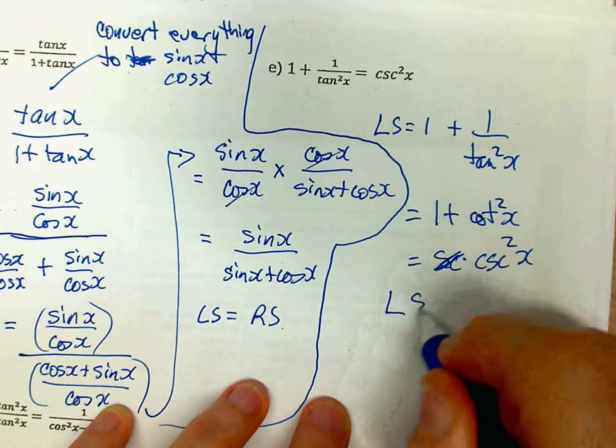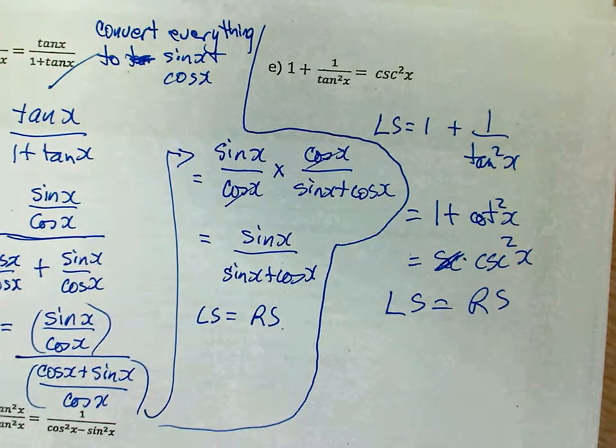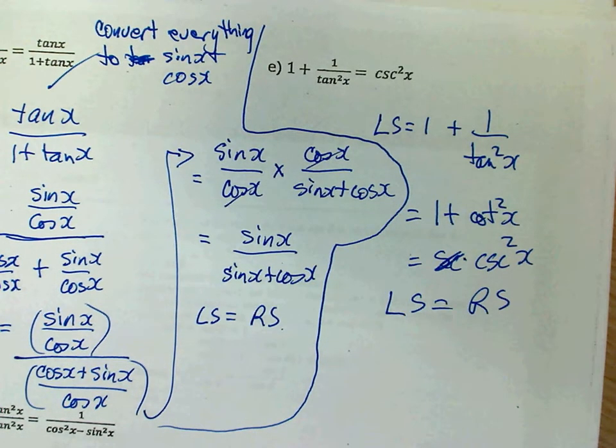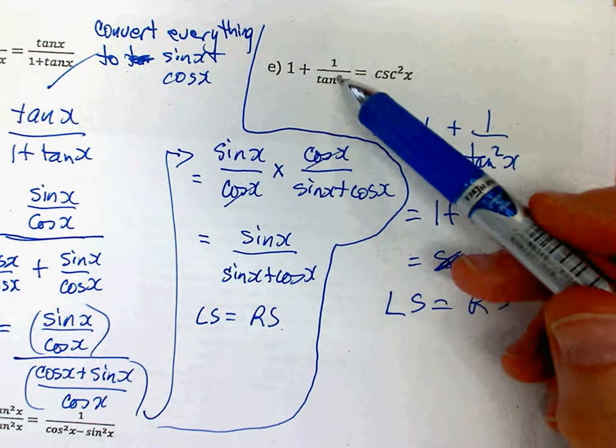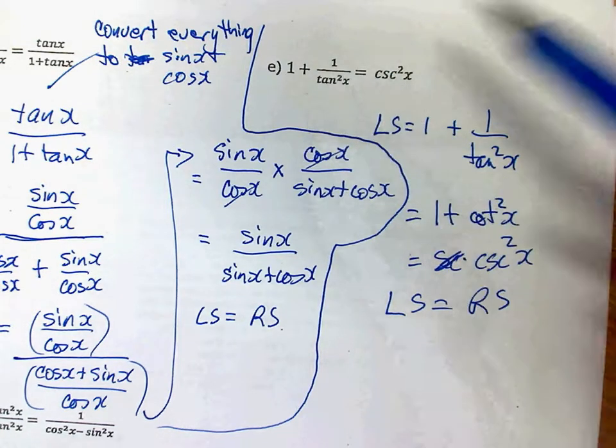You see, sometimes we could have converted everything to sine and cos. We could have done that. However, this was easier.